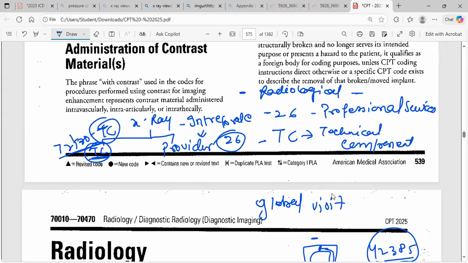Guys, modifier TC 26 clear? If not, please let me know. I will repeat it one more time. Clear? Okay.